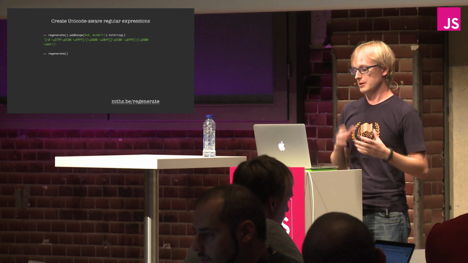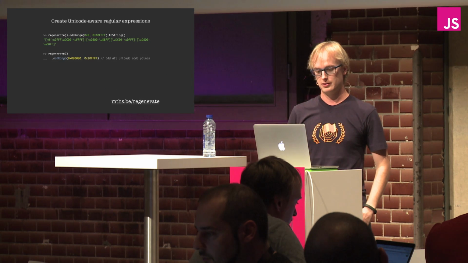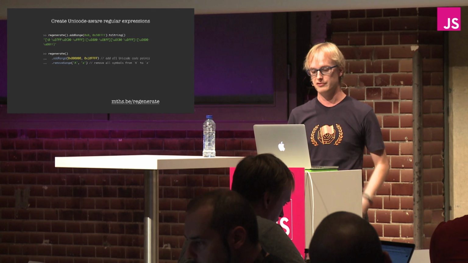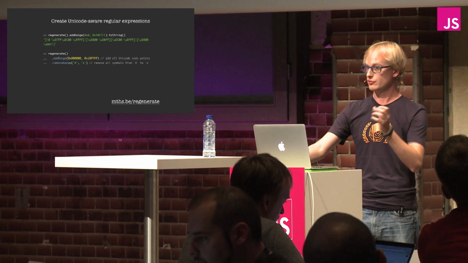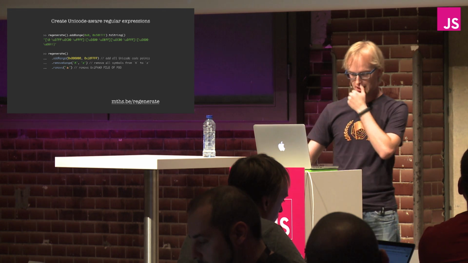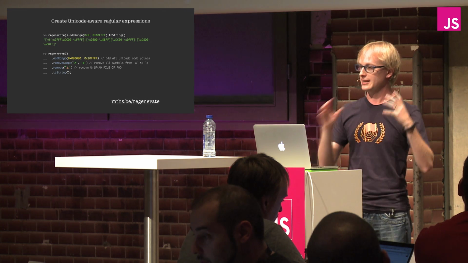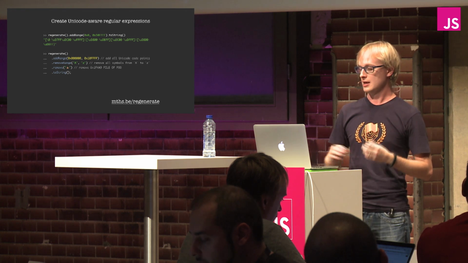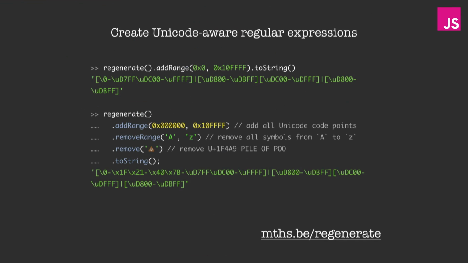Here's another example that's maybe a bit more advanced. So we start with all Unicode code points, then we remove a range of symbols based on their string values, then we remove a single symbol, in this case the pile of poo, and then we call toString on that to turn that set into a regular expression. And apparently that looks like this. So once again, this is not a regular expression you would enjoy writing by hand or that you want to maintain. Imagine having to add just one code point to that set and rewriting the whole thing. It would probably take a very long time.